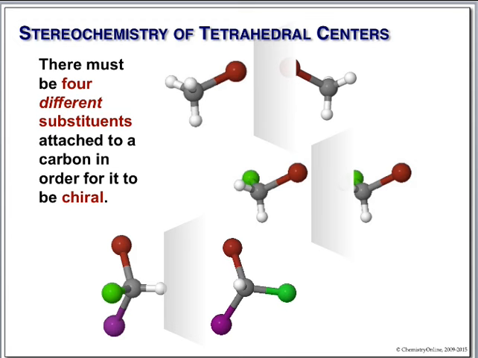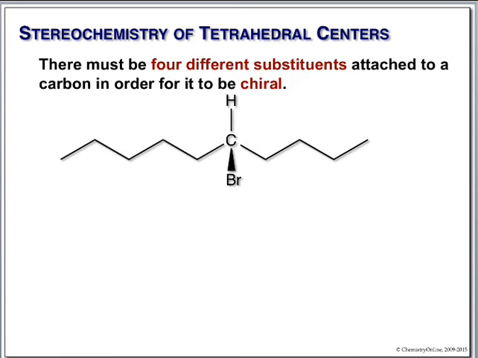Now, when I say four things, they only have to be different. Not at the first carbon, but different as far out as you want to go. Here we have a hydrogen, a bromine. This side, we have a butyl group. On this side, we have a pentyl group. And so this is a chiral center. One of the games we play is we look at molecules, decide if they have a chiral center, and if they do, we put a little asterisk next to it. That indicates that this is, in fact, a chiral carbon.